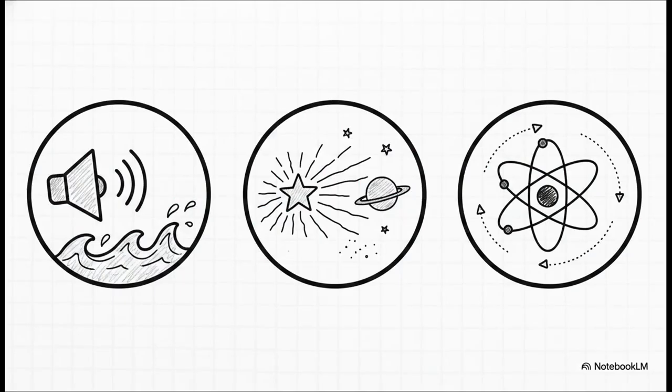Now, we also group waves into 3 massive families. First up, mechanical waves. These require a physical medium to travel through, like the water or sound waves we just talked about. Second, electromagnetic waves. These are wild because they don't require a medium at all. They can literally travel through the pure vacuum of space. And third, matter waves. These pop up in the abstract realm of quantum mechanics, mostly associated with particles like electrons and atoms. But for our explainer today, we're heavily focused on those mechanical waves.